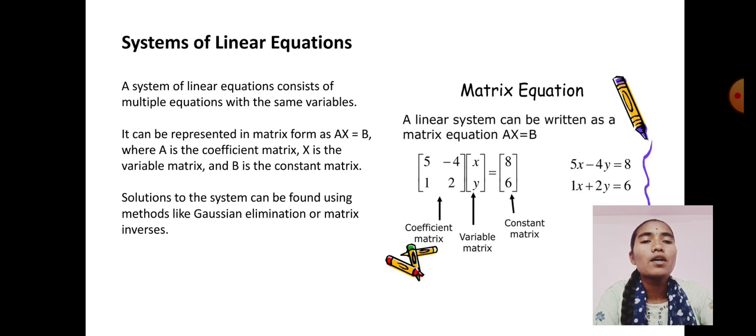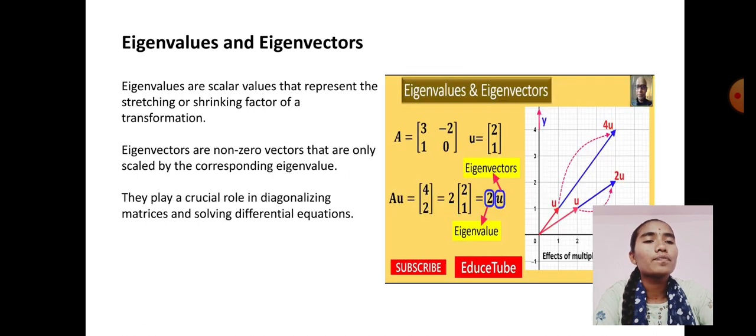Solutions to the system can be found using a method like Gaussian elimination or matrix inverse. Eigenvalues and eigenvectors. Eigenvalues are scalar values that represent the stretching or shrinking factor of a transformation. Eigenvectors are non-zero vectors that are only scaled by the corresponding eigenvalues. They play a crucial role in diagonalizing matrices and solving differential equations.